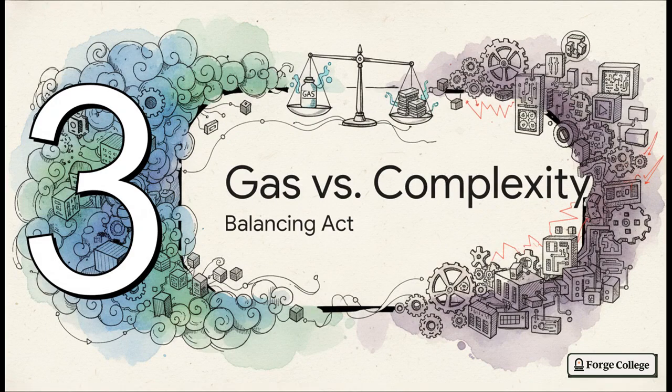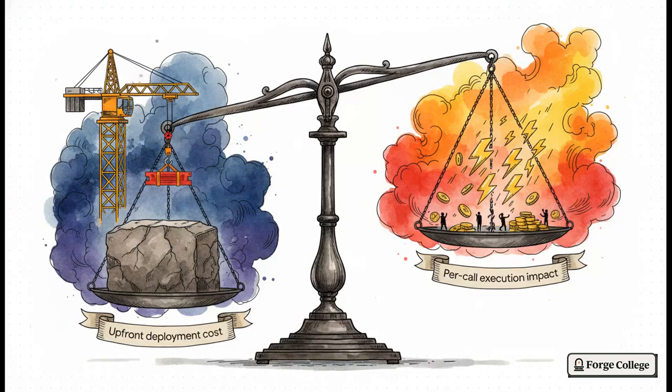So, with all those options, how do we actually pick one? Well, that brings us to Section 3, the eternal battle of gas versus complexity. Here's the absolutely crucial point. You are always playing a balancing game between two opposing forces: upfront deployment cost versus per-call execution impact.